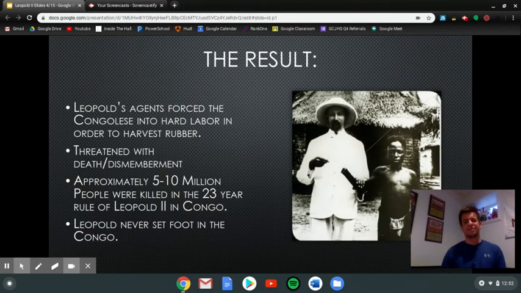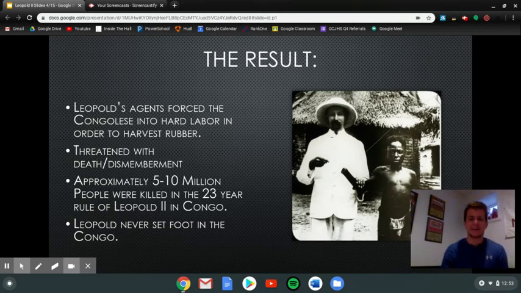So the effect of this was that Leopold's agents forced the Congolese into incredibly hard labor in order to harvest rubber. If they didn't meet their quota for the day, which is like they had to harvest a certain amount of rubber, they were threatened with death or dismemberment. You can see in this horrifying picture here, this boy actually had his hand chopped off. That was a common threat, where the Congolese often had limbs cut off if they didn't meet their quotas.